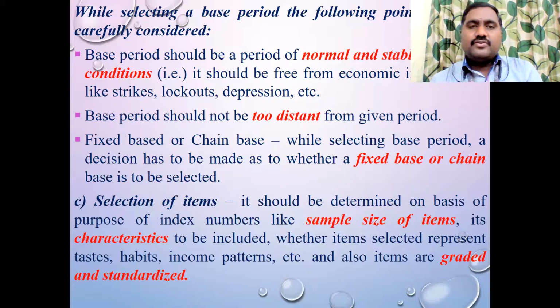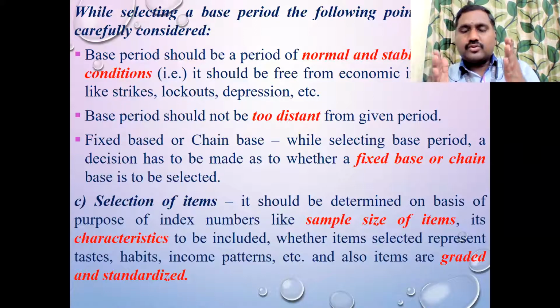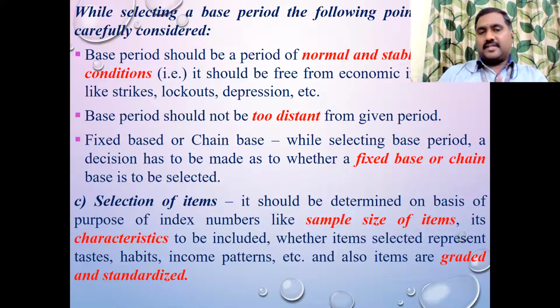And when you are choosing a base period, it should be either fixed or continuous. Maybe it should be a fixed year, fixed period, or it should be like continuous years, like from 2010 onwards. I just want to know the changes from 2001, 10, 11, 12, 13, like that. So this is the way you have to follow when you're choosing a base year. This is the second step you have to follow when you're constructing an index number.